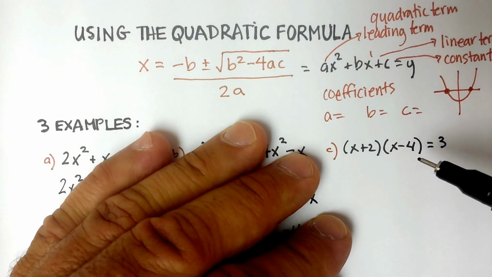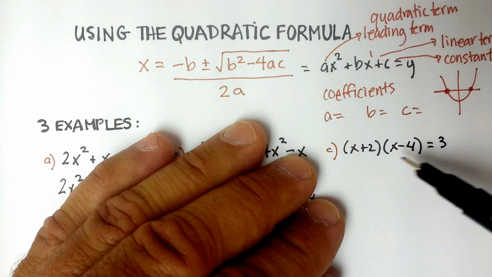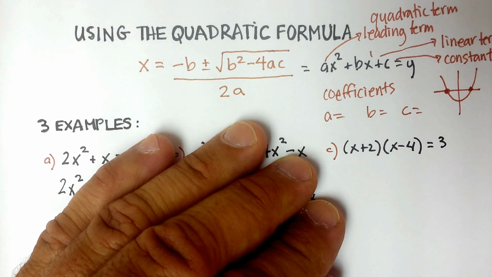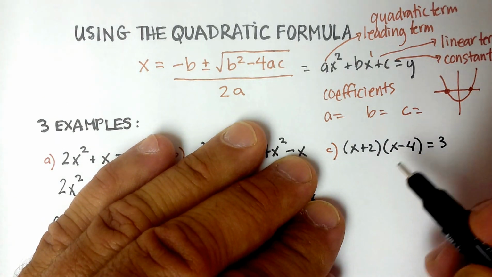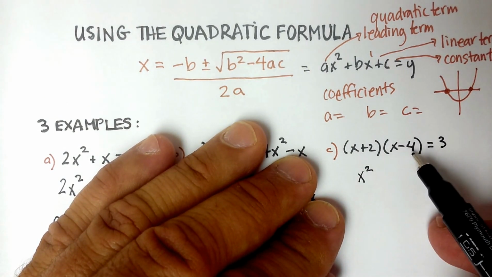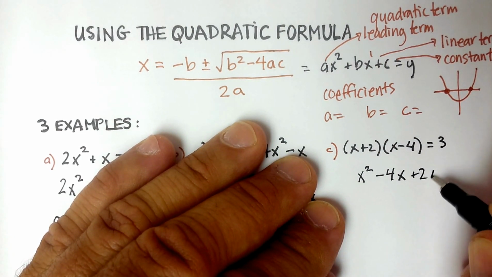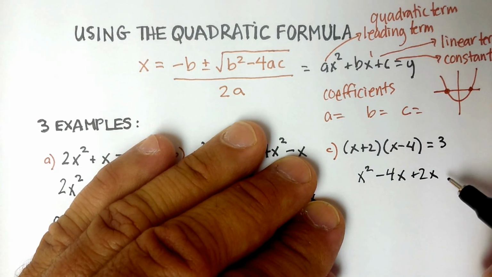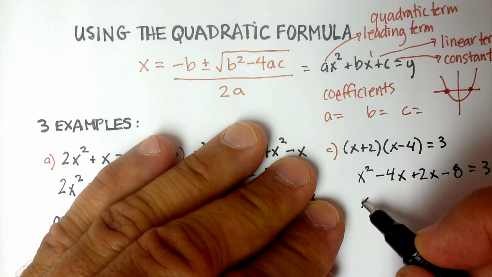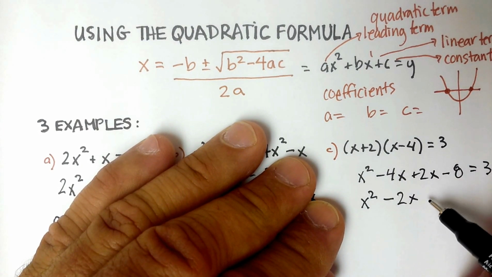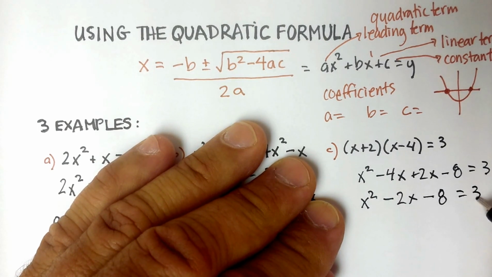This last one's even more disguised. I basically have the factored form of a quadratic equation. So I'm going to have to FOIL this so I can get my quadratic term, my linear term, and a constant. Let's see what happens. X times x is x squared. X times -4 is -4x. 2 times x is plus 2x. And then 2 times -4 is -8. And that's equal to 3. Gather my like terms. X squared minus 2x, because when I add those two together, I get minus 2x. And then minus 8 is equal to 3.